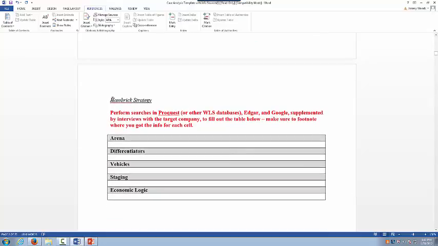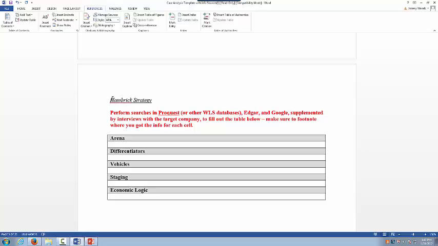So next, we talked about the Hamburg Strategy last week. Same thing, I want you to go out and do a search. If you can't find the information in your search, you're going to put this in your own words. Tell me what arenas the company is active in, what are the differentiators that they have, what are the vehicles that they're using to achieve those arenas and differentiators, what's the staging, what happens first, second, third, and some examples of strategies or projects that they're working on right now.